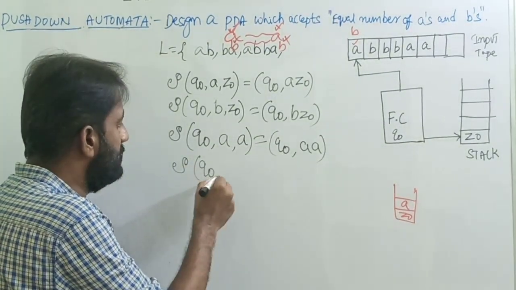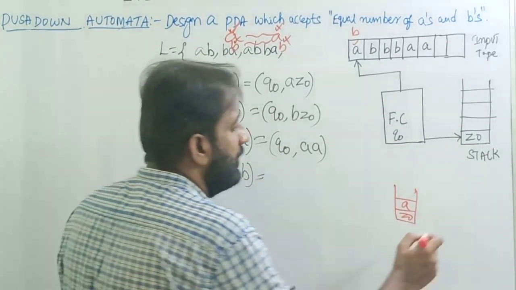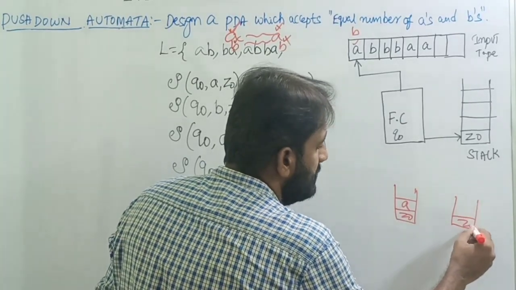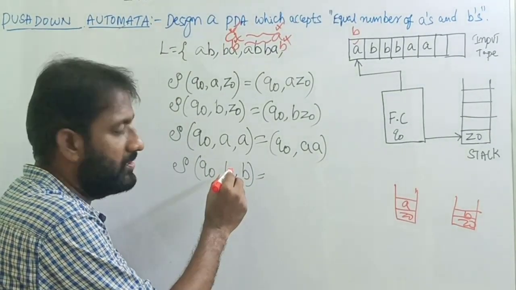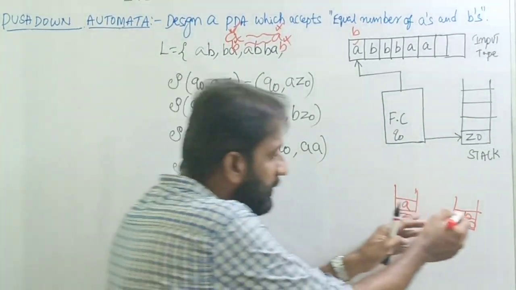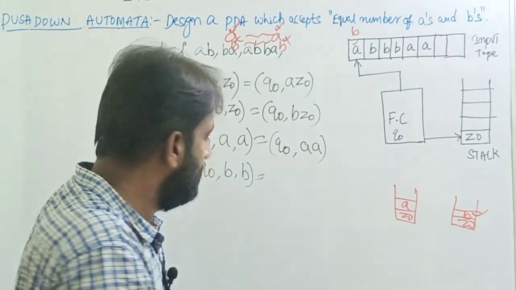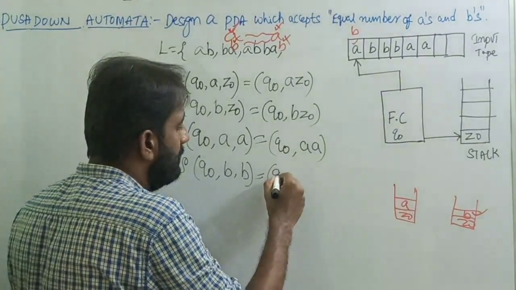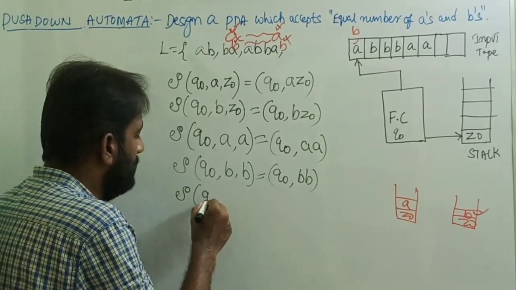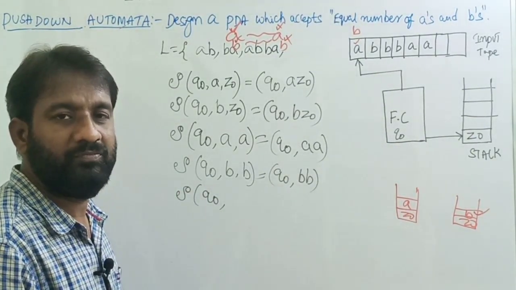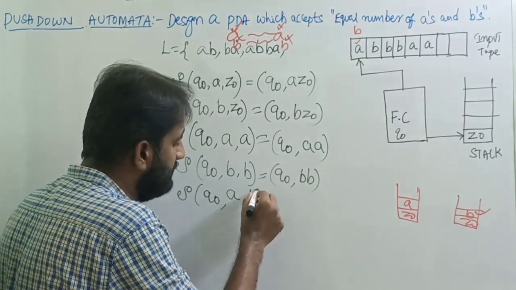Then the transition of Q0 comma B. The meaning of this is, if the bottom is Z0 and the top of the stack is B and the next input symbol is also B, the next input symbol and the top of the stack are the same, so we do one more push operation, adding B onto the stack. That equals Q0 B.